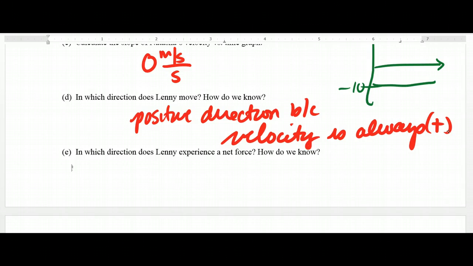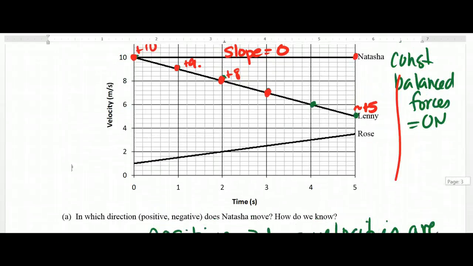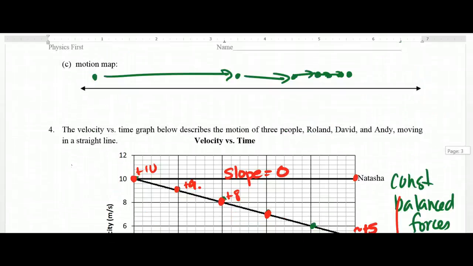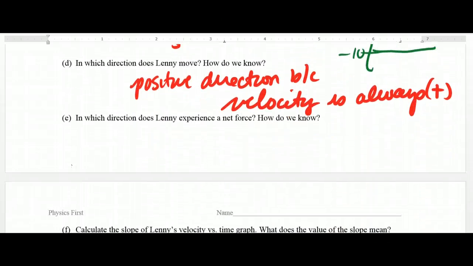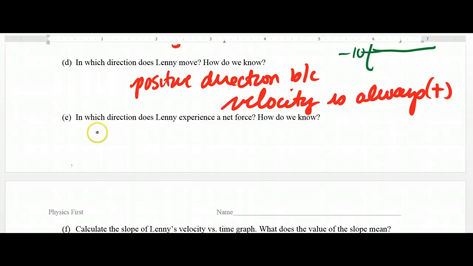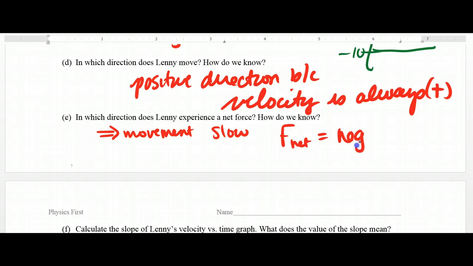Now notice I probably asked that question because you might want to look at it and think, oh, he's going in the negative direction because the slope of his line is negative. But just because this line is negative doesn't mean negative direction. It just means slowing down, positive direction. Net force for Lenny, if he's moving in the positive direction but slowing down, his net force must be negative against his motion.